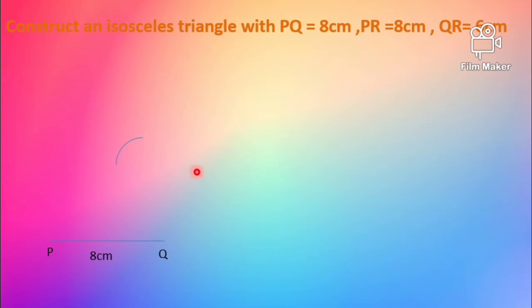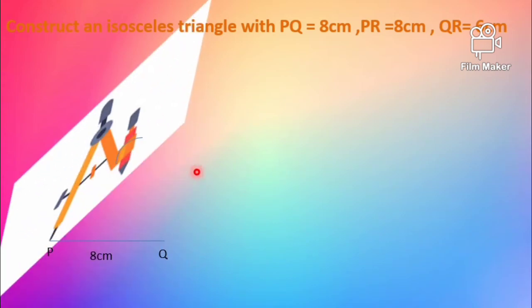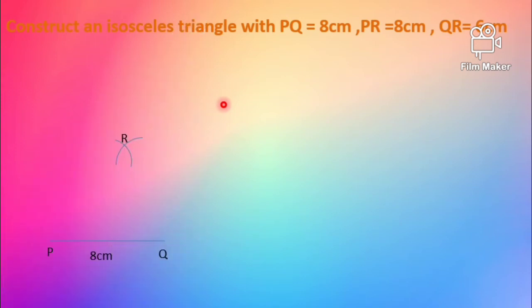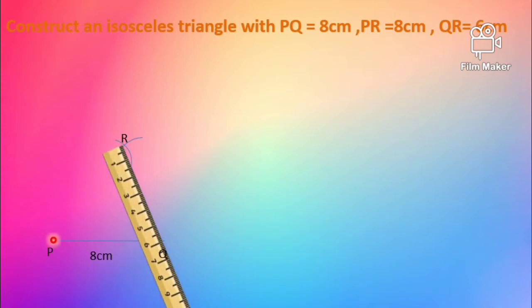Then we will place the compass at point P and open it at 8 centimeter and draw another arc of 8 centimeter which cuts the previous arc at point R. Now we will join Q and R and PR. First we will join QR. The QR is of 6 centimeter.